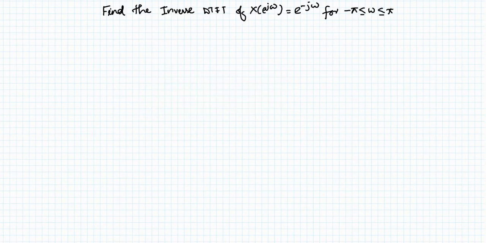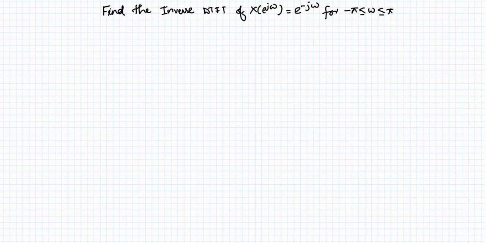So this is a sinc function. So this is the shape of sinc function. Now we will discuss another question, which is to find out the inverse DTFT of a signal x of e raised to j omega, which is given by e raised to minus j omega for the limit minus pi to pi. So x of e raised to j omega is a periodic function. Period is 2 pi. So the signal is defined over one period, 2 pi, minus pi to pi.